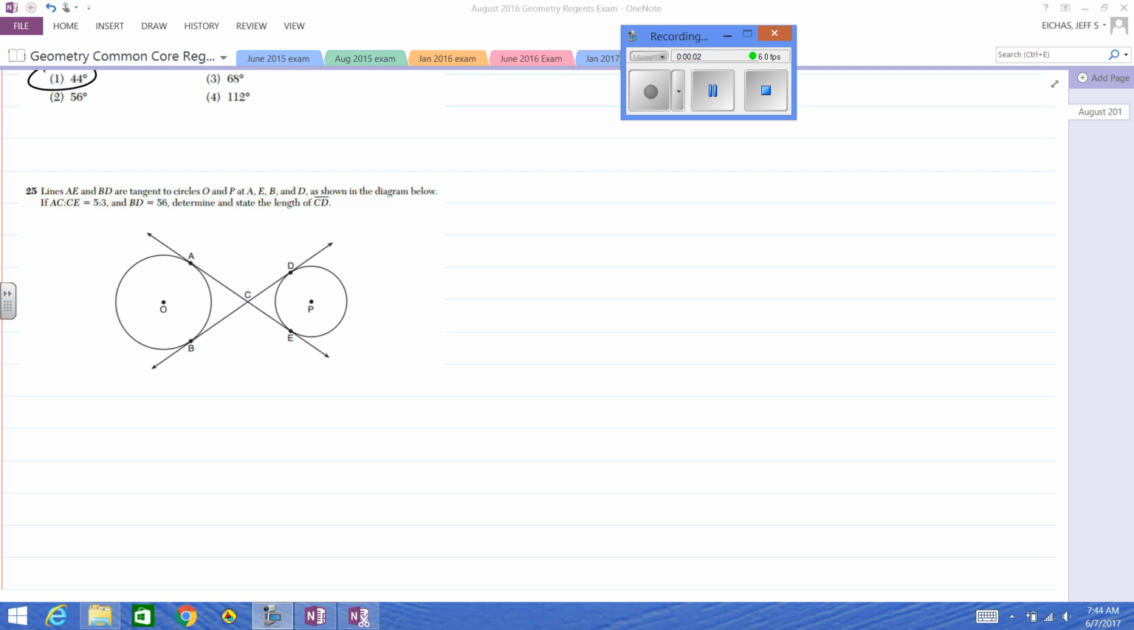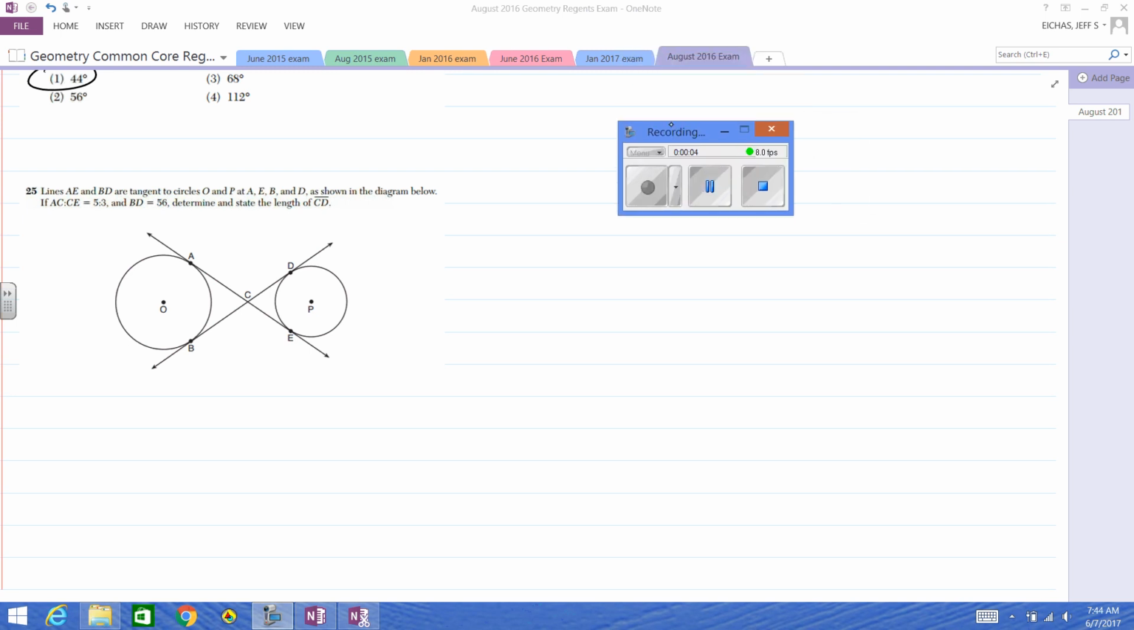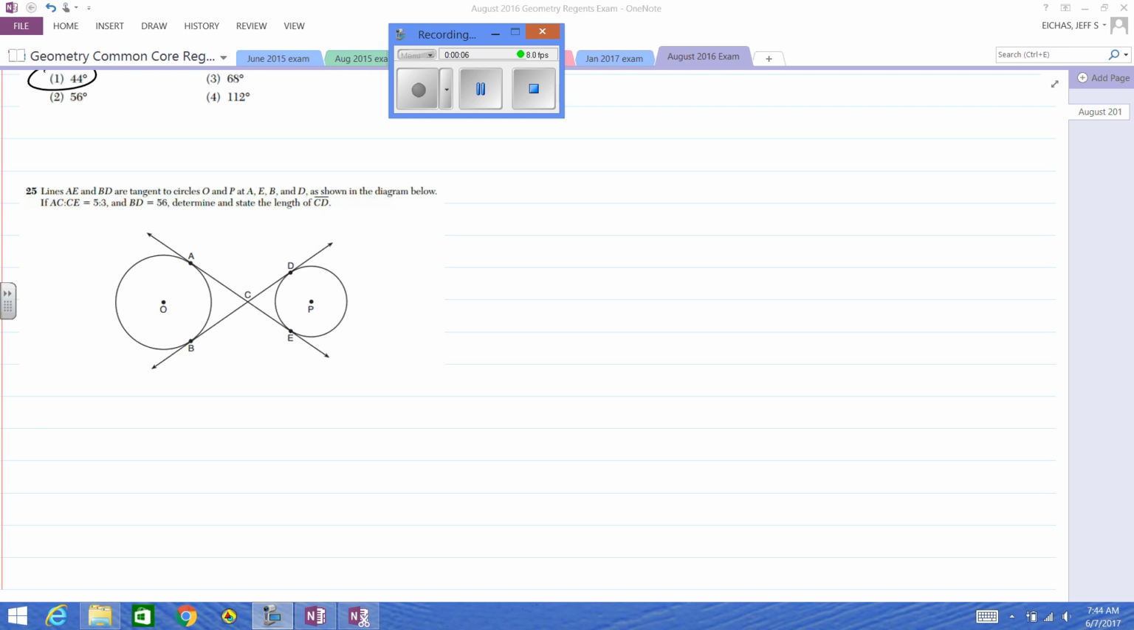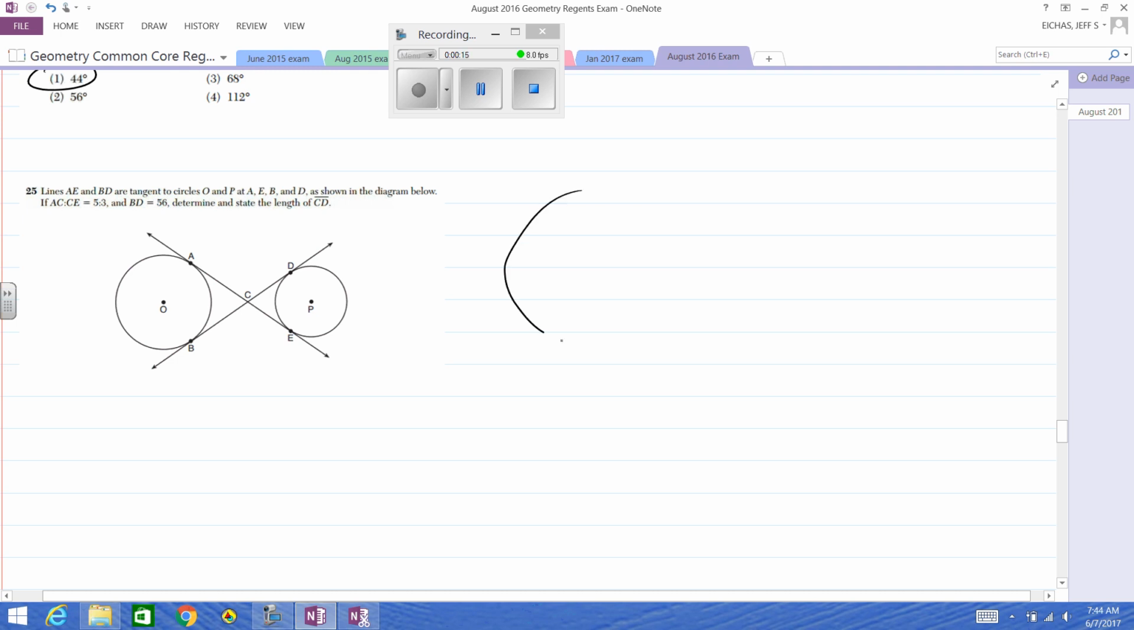Okay, back again with the, let's see, this one's the August 2016 exam. So we'll go through the open response starting with 25. This question right here, there's a couple ways to do this, but the main concept that you start with is tangents to the same exterior point are always congruent.